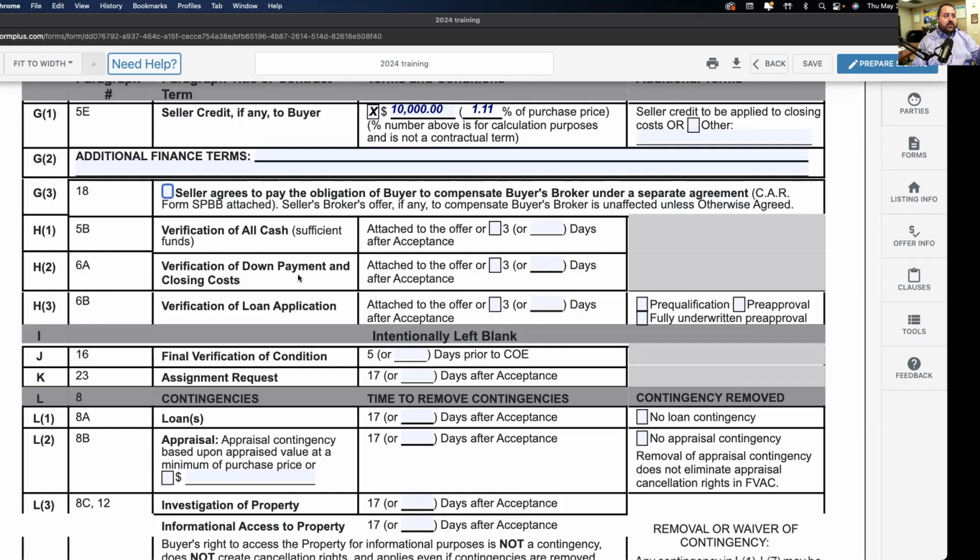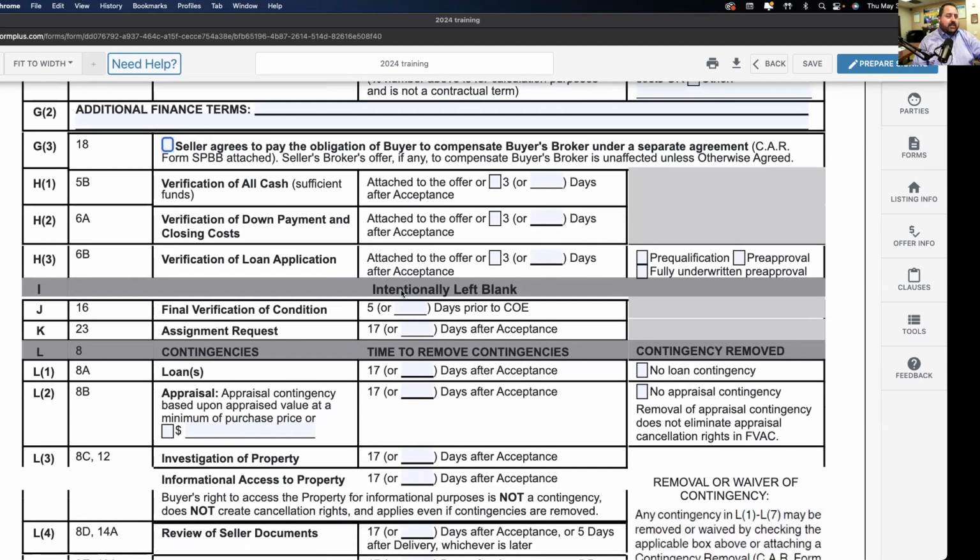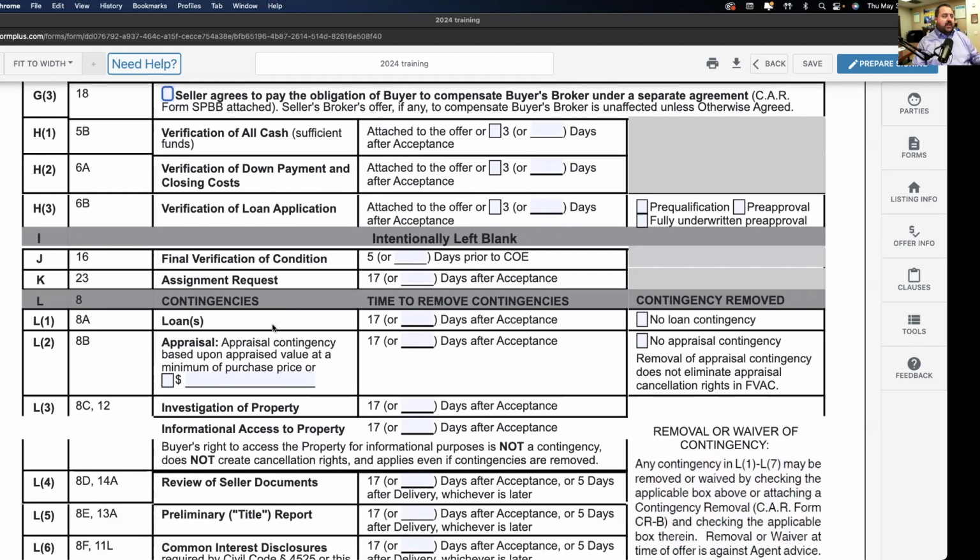Okay, questions about any of these paragraphs that we talked about right now? 3G3, 3H1, 3H2, 3H3. Anybody have questions about those? Okay. All right. 3J. Final verification of condition, 5 days prior to close of escrow. Nothing you need to change there.